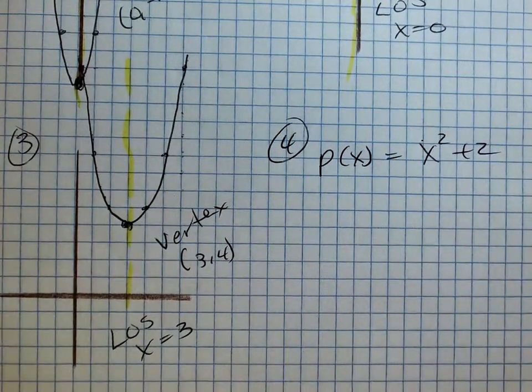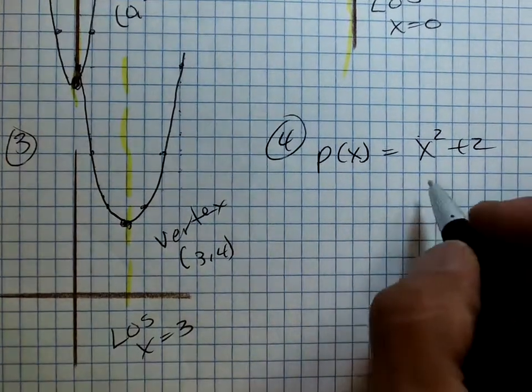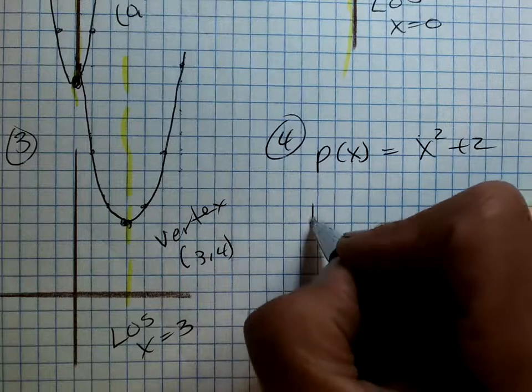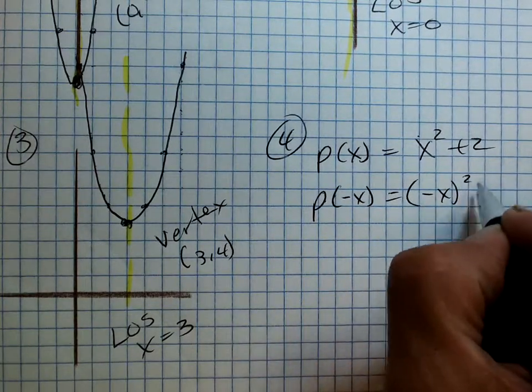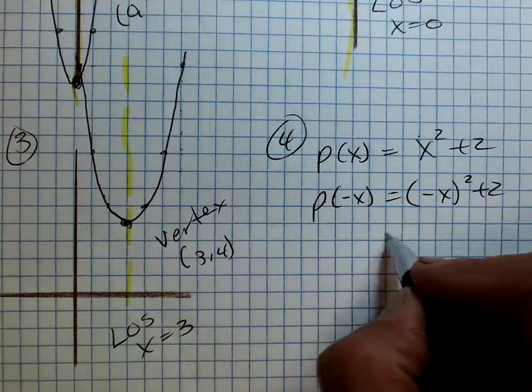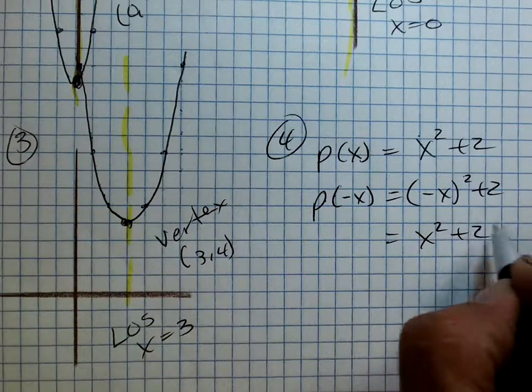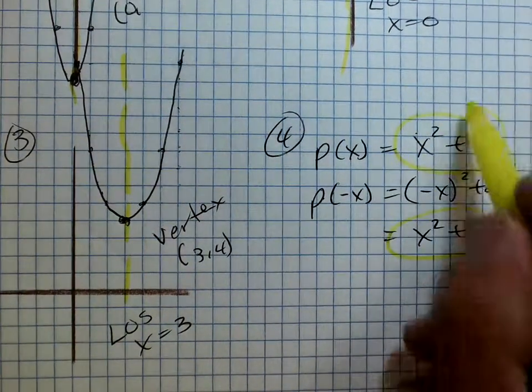We talked about this, maybe about a week ago. So let's see if this works. I'm going to let the x equal a negative x. So I'm going to go p of negative x, negative x squared plus 2. Now a negative times a negative is a positive, so I get x squared plus 2. Well, that's the same exact equation that I started with, so it is even.